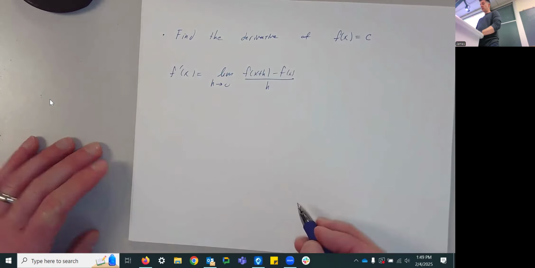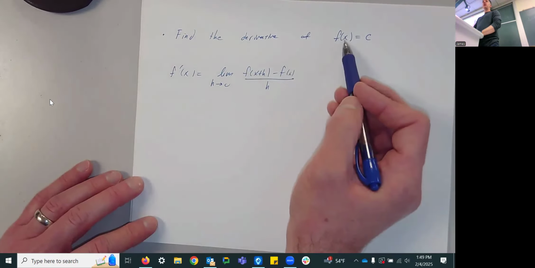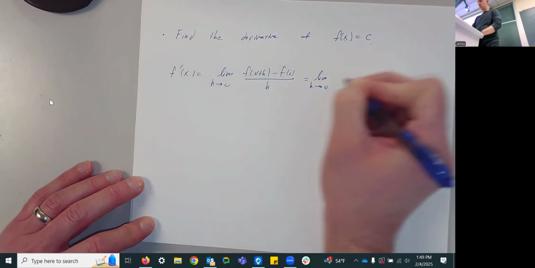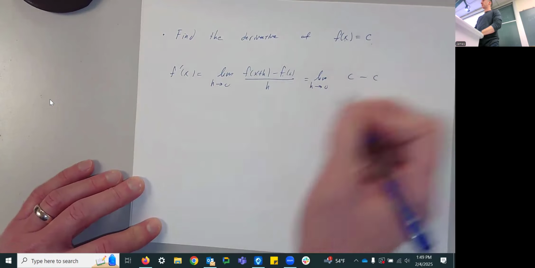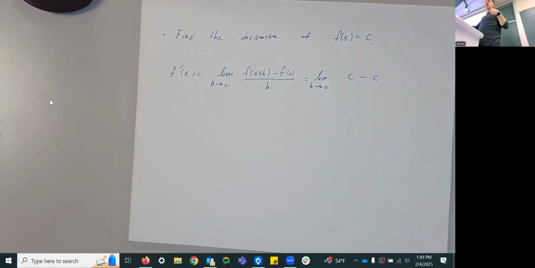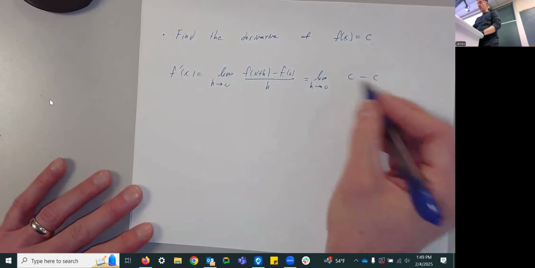So in this case, f of x plus h is a constant. And f of x is the same constant, right? Whether I plug in x or x plus h or 1,000 or 2,000 or negative 1,000,000, the output is always the constant c. Whether that constant is 5 or 6 or negative 2, whatever we pick. But they're the same here.